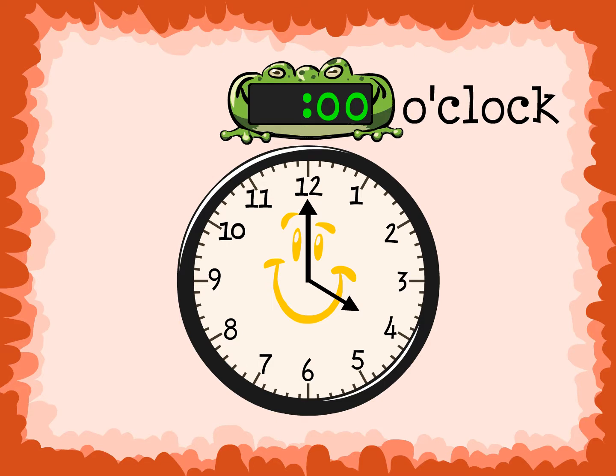Look at this diagram for example. The diagram shows the minute hand on the 12 and the hour hand on the 4. The hour on this clock is 4 o'clock.